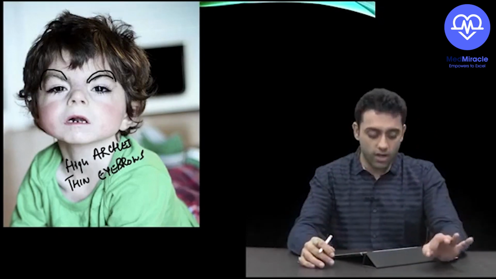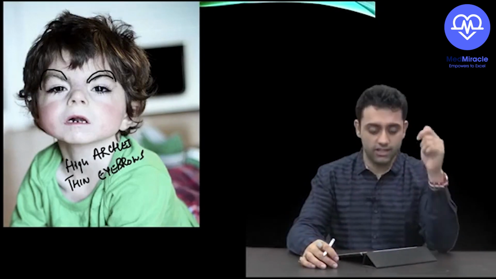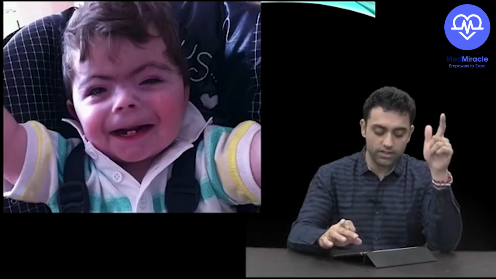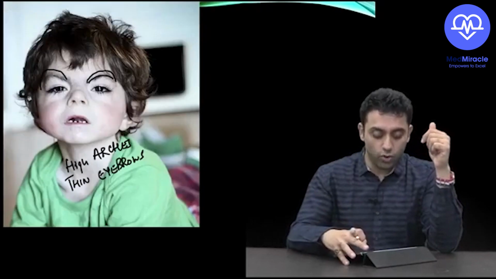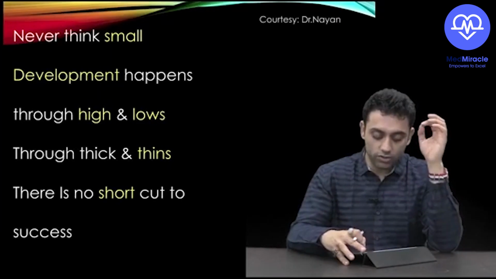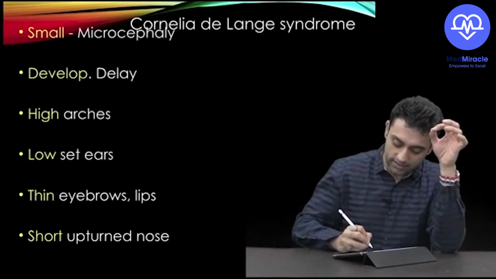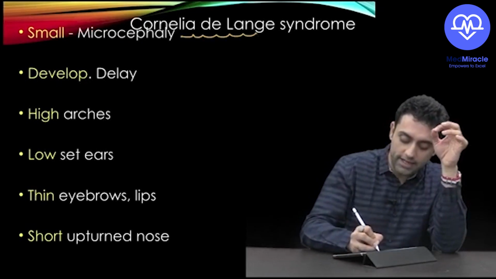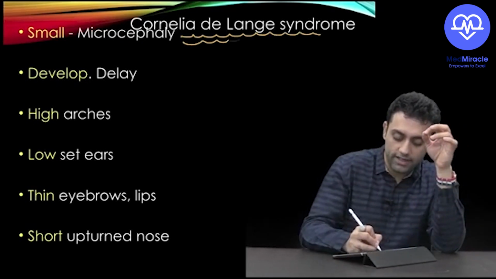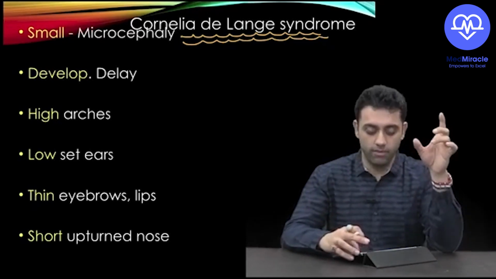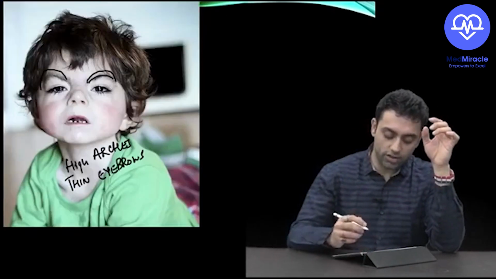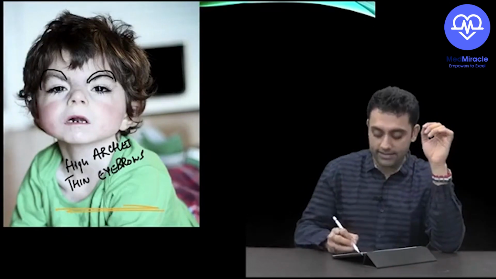So what all points did you cover in this? Thin eyebrows with high arches, with low set ears basically. What else did you see? Upturned nose you saw. Yes or no? So who will tell me this syndrome? Any idea? So most importantly, always remember this is nothing but Cornelia de Lange syndrome. This baby picture, please remember, this baby is a case of Cornelia de Lange syndrome.